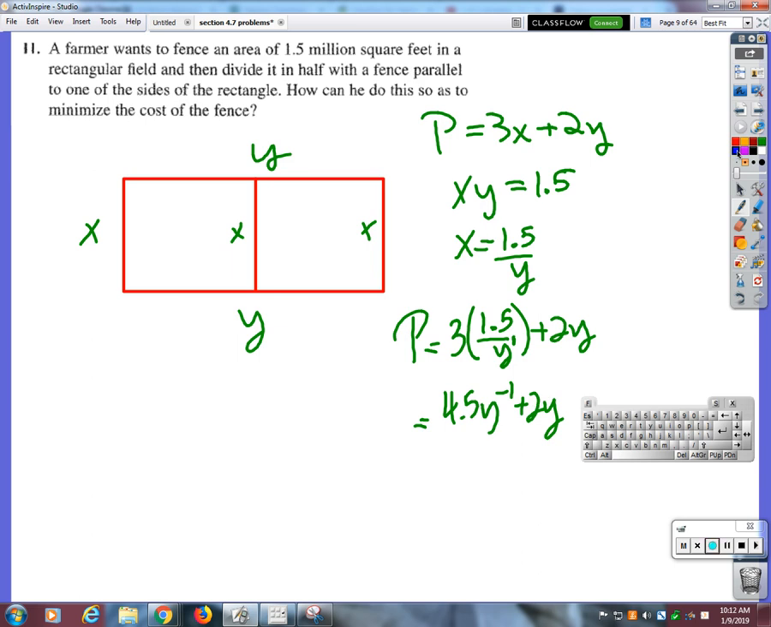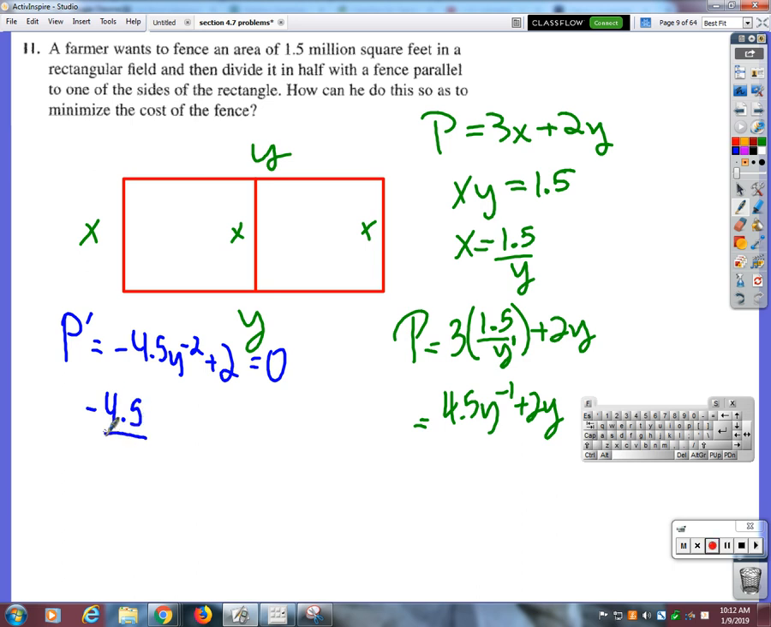Okay, so now that we have and understand that, I can take the derivative of that. So what's the derivative of 4.5y to the negative 1? Good. And again, we're going to take that and set it equal to 0. How do you want to solve that? Subtract. Are you sure? Add. Are you sure? You just said subtract, like you weren't really sure. We can subtract. So let's go negative 4.5.